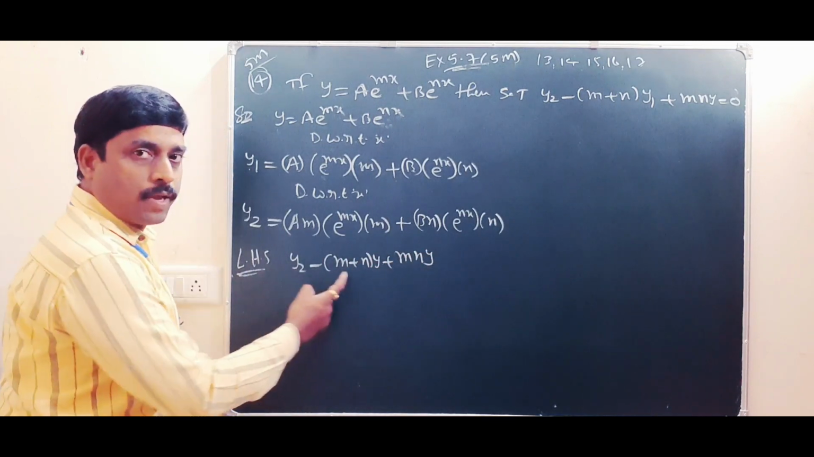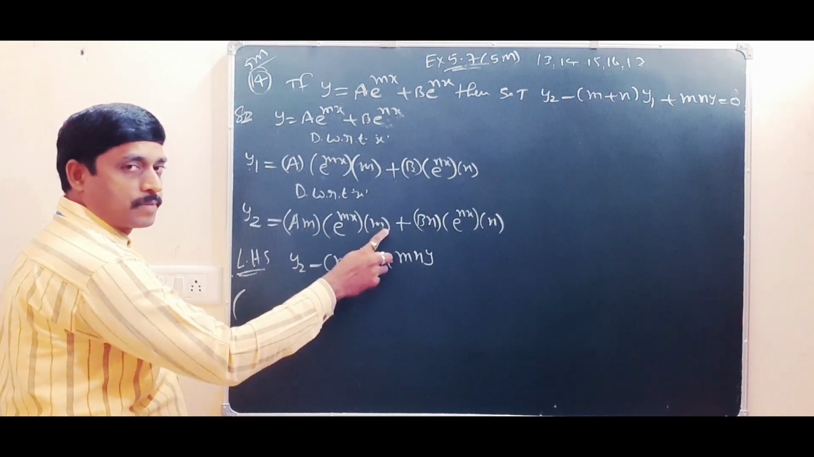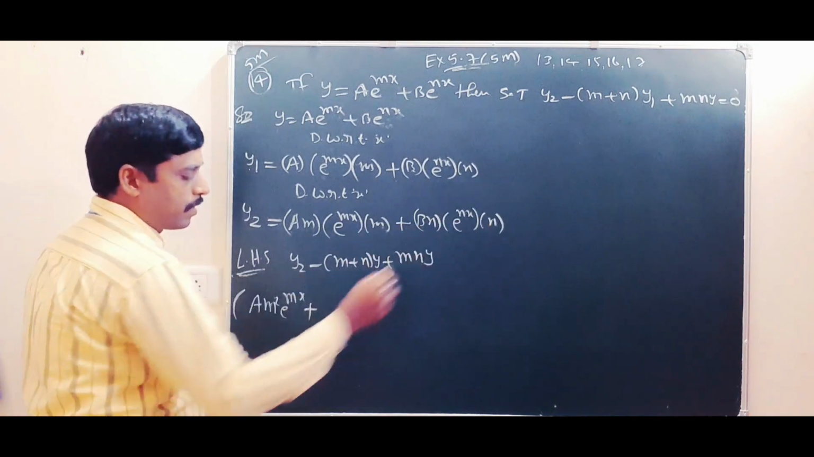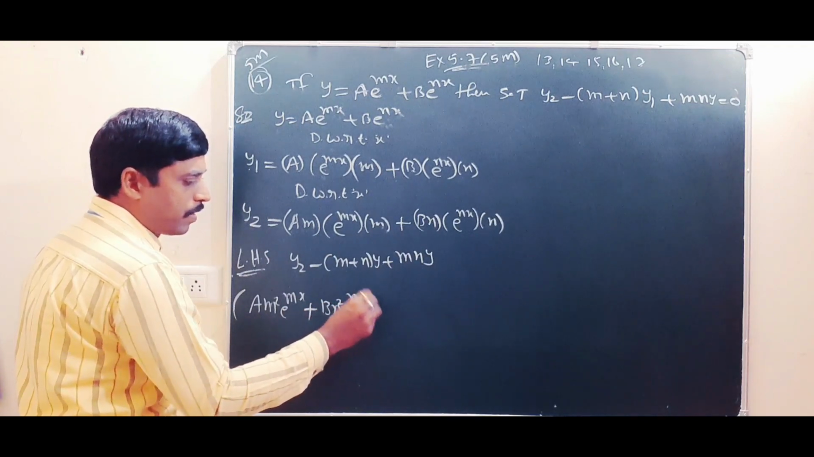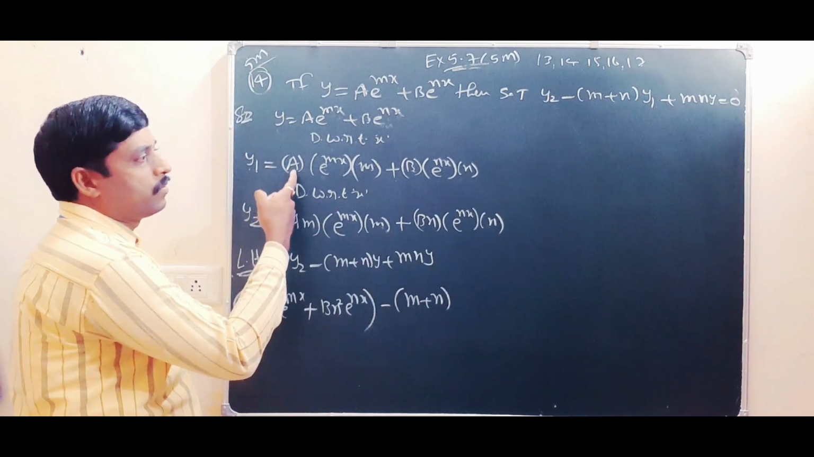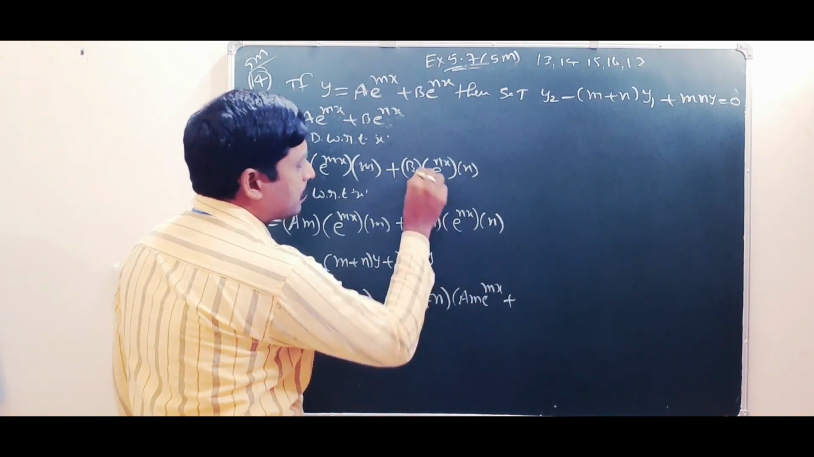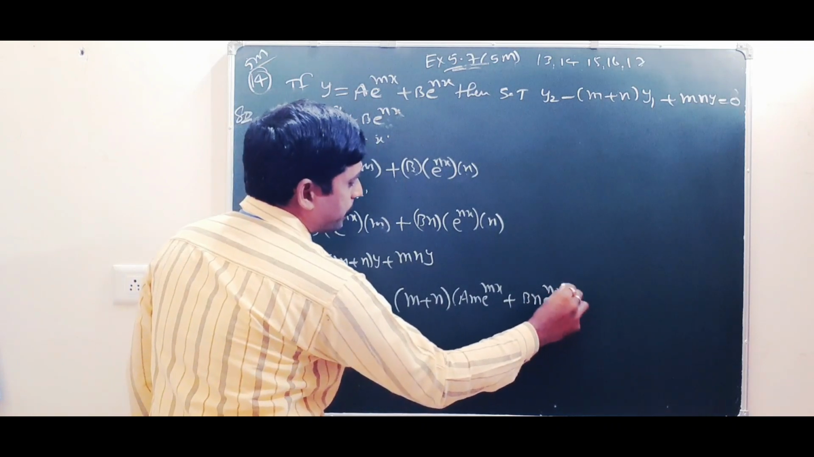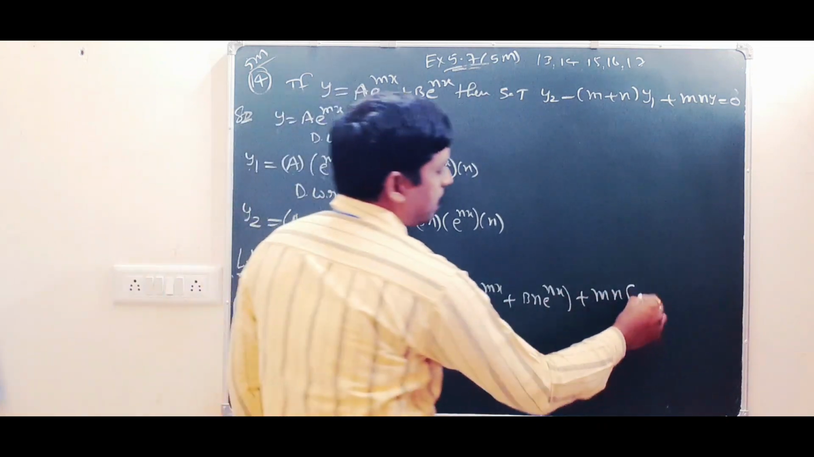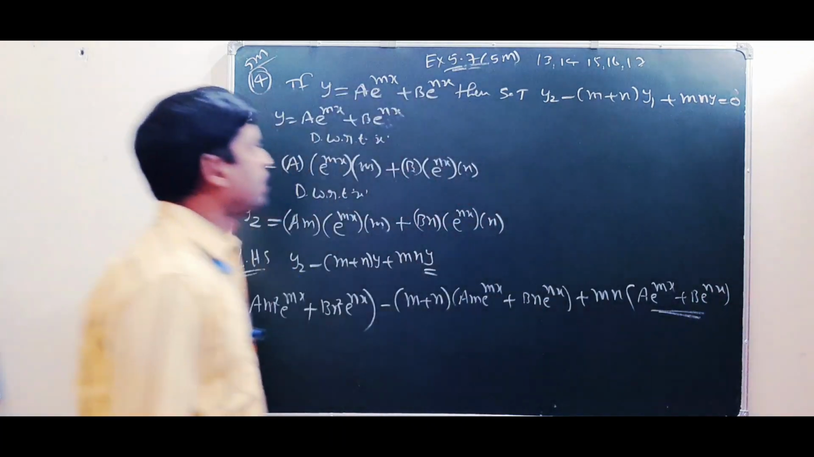Now we have the y2 and y1 values. The y2 value is a m square e to the power mx plus b n square e to the power nx. This is the y2 value, minus (m plus n) into y1. The y1 value we got is am e to the power mx plus bn e to the power nx, plus mn into y, where y is the given statement, a e to the power mx plus b e to the power nx.